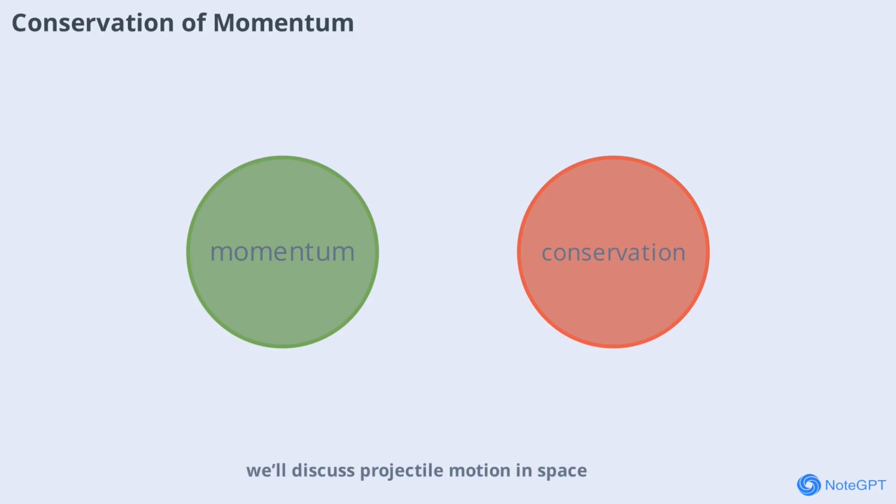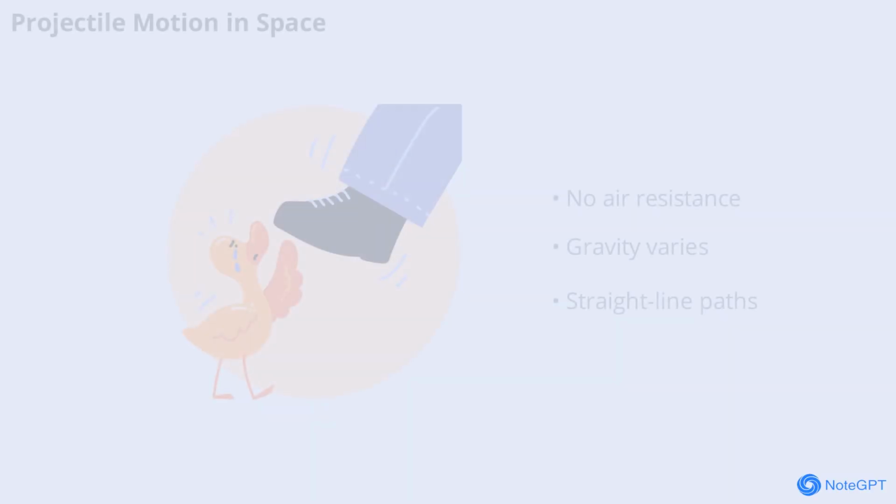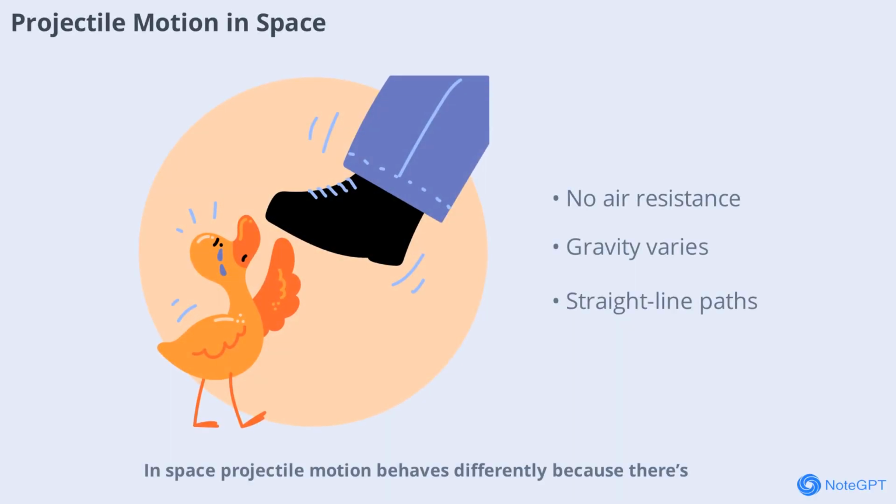Next, we'll discuss projectile motion in space. In space, projectile motion behaves differently because there's no air resistance and gravity can vary. Objects continue moving in a straight line unless acted upon by another force. This principle is crucial for space missions and satellite launches.